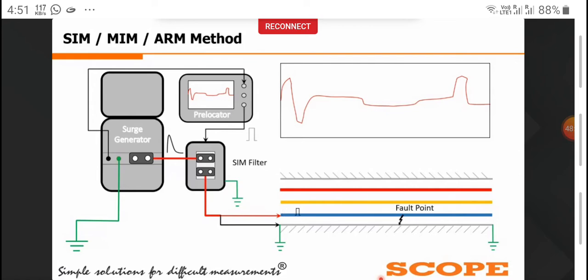Due to the high voltage pulse, a flashover takes place at the fault point, meaning a temporary arc is created there. We are creating a low resistance fault by breaking down the high resistance fault. Due to the TDR pulse sent simultaneously, we get a downward reflection at the fault point.